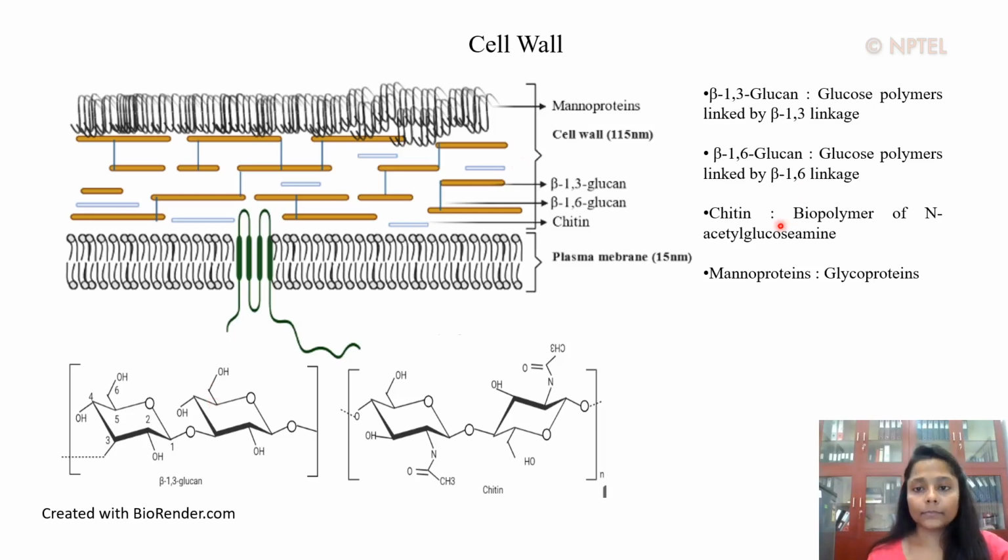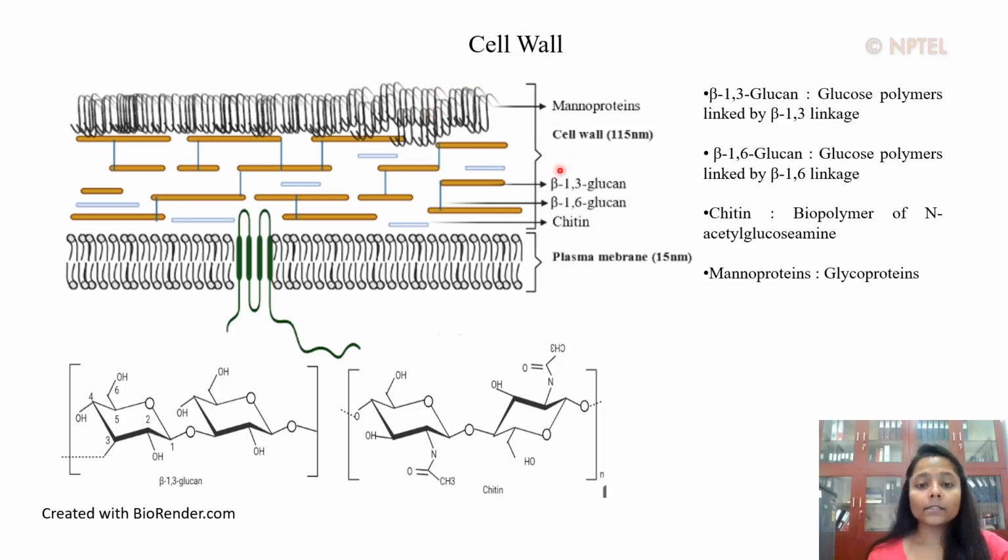Now coming to chitin. Chitin is a biopolymer of N-acetyl glucosamine. This is the molecular structure of N-acetyl glucosamine, and in chitin, two consecutive N-acetyl glucosamines are linked to each other by beta-1,4 glycosidic linkage. The inner layer of the cell wall is responsible for providing strength to the entire structure. The outer layer of the cell wall is composed of mannoproteins, which are nothing but glycoproteins. They determine the surface property of the cell.